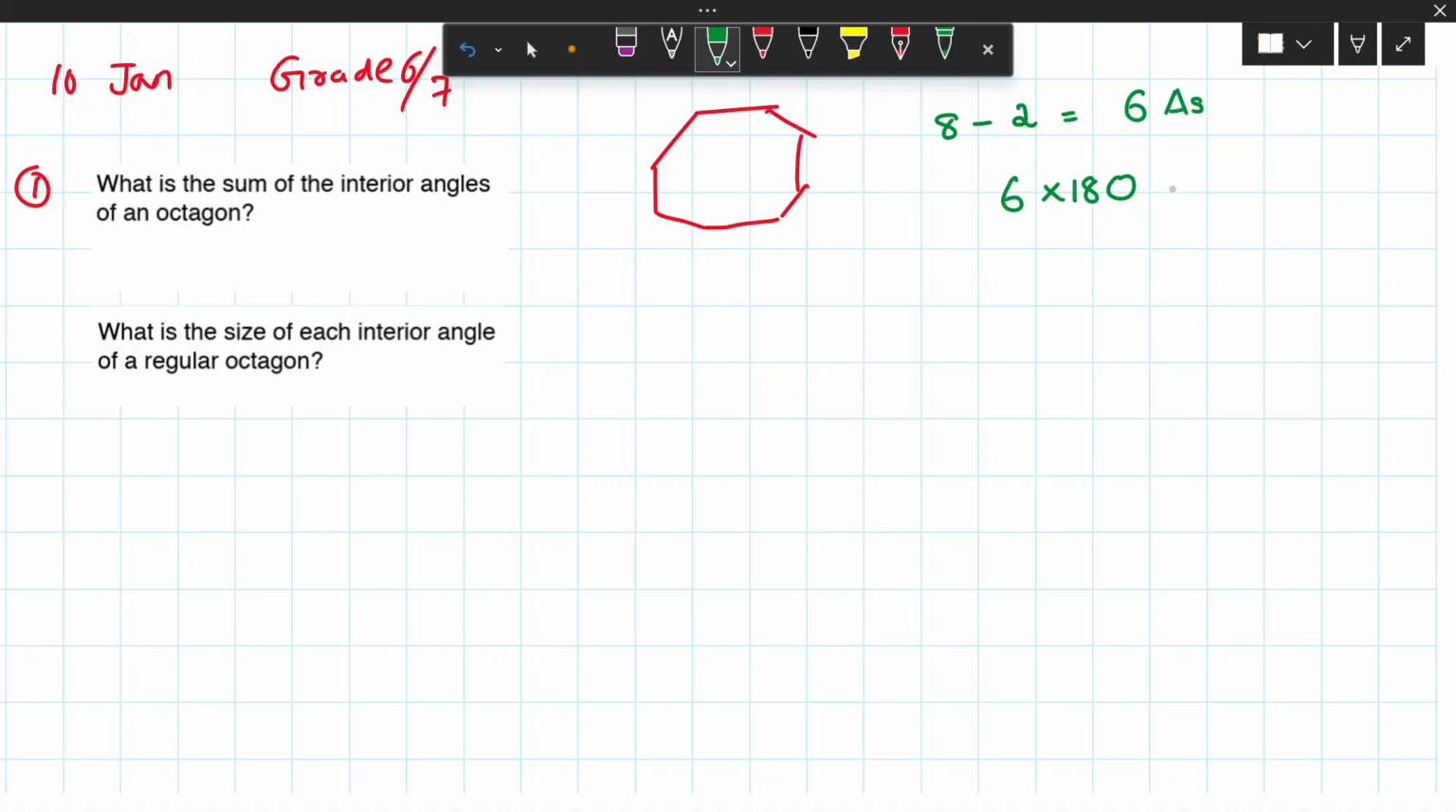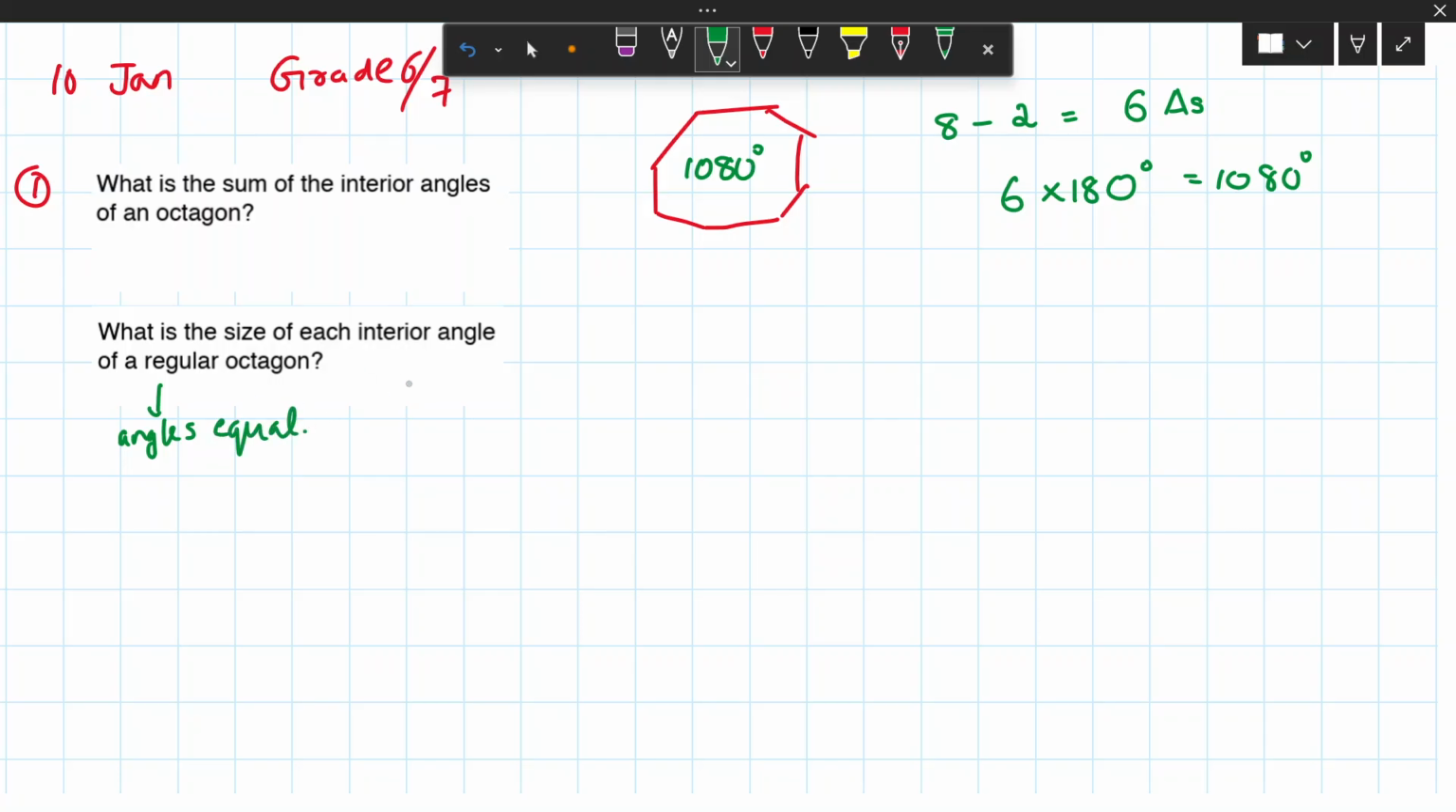So we're doing 6 triangles, each worth 180, meaning 6 times 180. So that would be 1080 degrees. So altogether, all the interior angles of an octagon would add up to 1080. Now, if you imagine this to be a regular octagon, which means all the angles are equal, so that's like saying if you have 8 angles. So let's say if I have 8 friends, I've got 1080 pounds, and each friend has the same amount of money with them.